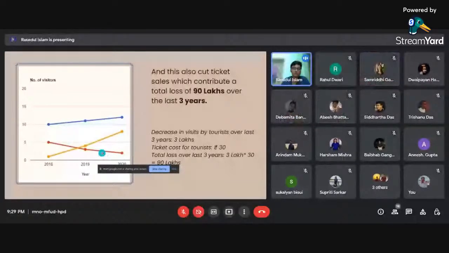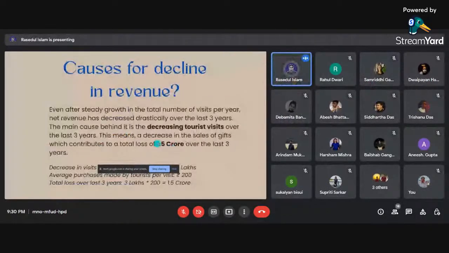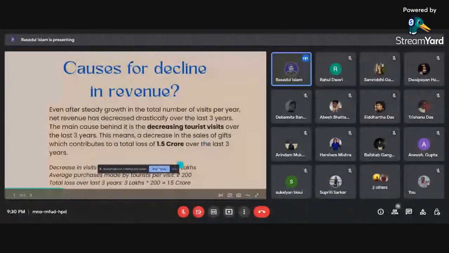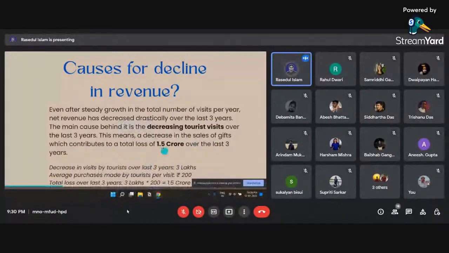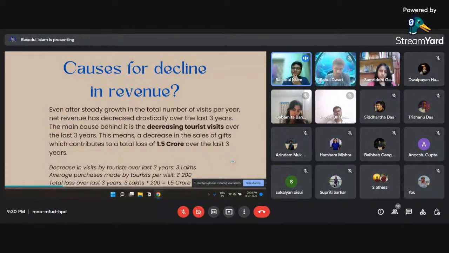These tourists buy, on an average, 50 rupees of gifts from the museum, which contributes 1.5 crore rupees to the museum. Here is a very simple calculation for it: 3 lakh increment over the 3 years, and 200 per average spend by others, and 1.5 crore the revenue.